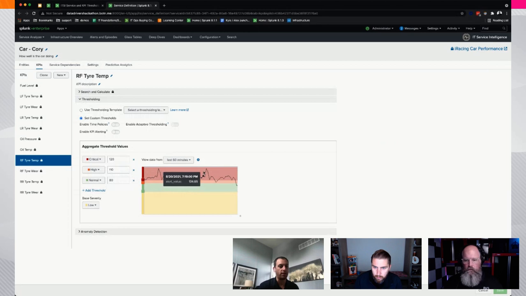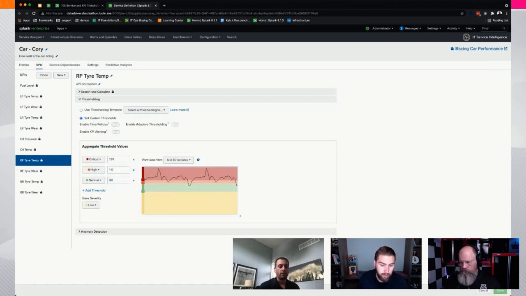Okay, and we can see here, based on the static thresholds that we chose, this KPI is spending quite a bit of time in the red. We didn't do too hot on the right front tire. You know, we just blanketed all the tires together, not thinking the right front probably changes a little differently, especially track to track and driver to driver, right?